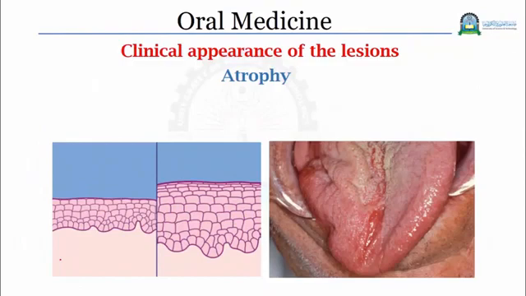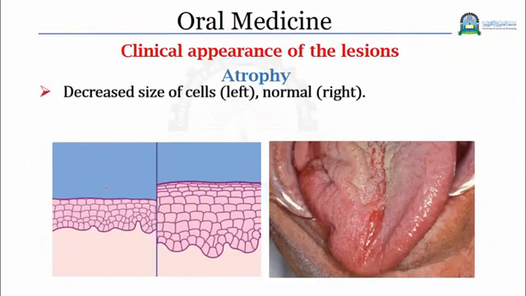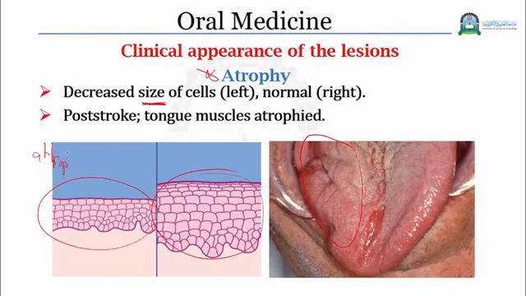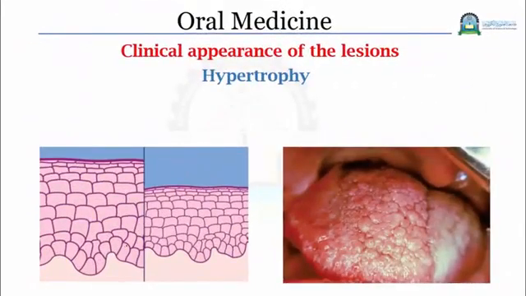But if there are any abnormalities in the tissue, they can be evaluated histopathologically. One of them is called atrophy. Atrophy means a decreased size of the cells, not the number: the same number but decreased size. This is the normal appearance of the tissue, and this is the atrophic tissue histologically. After a stroke, tongue muscles can be atrophied, as we see in the clinical picture.